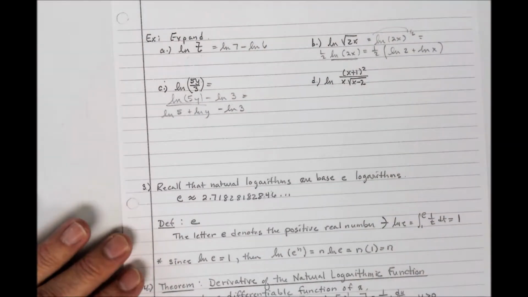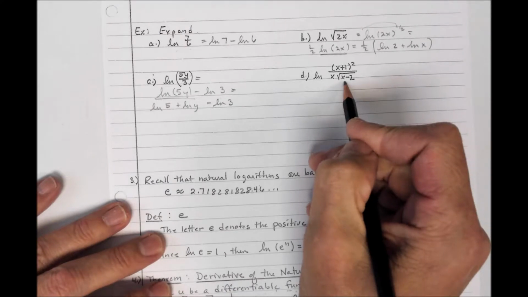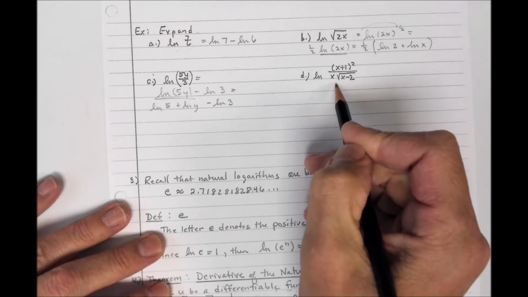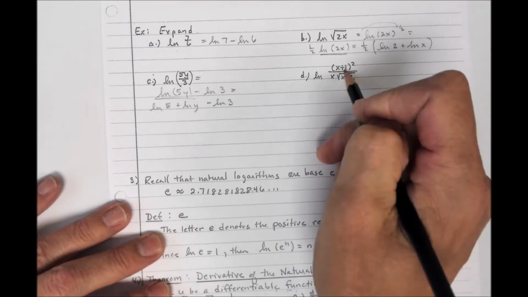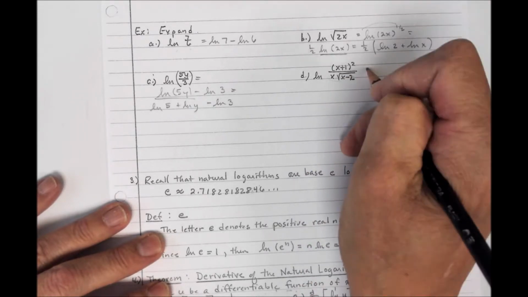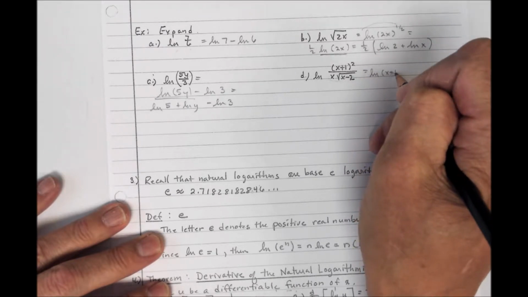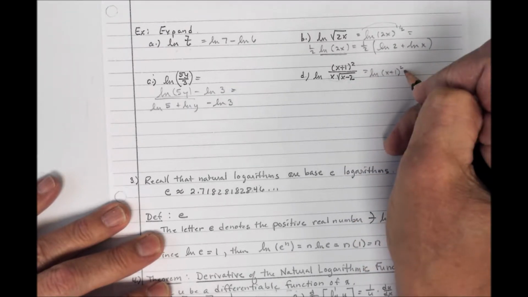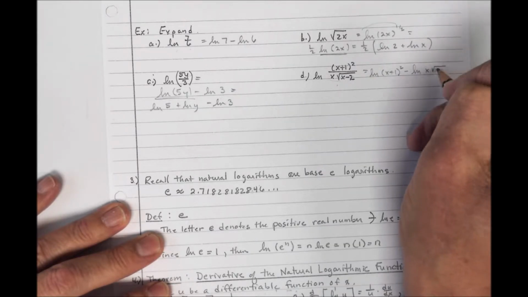Now I saved the best for last, as you can see. I've got a real mess here, but I'm going to start this off using the quotient property, property 3. This is the numerator, this is the denominator. I'm going to write this as the natural log of the numerator, which is x plus 1 quantity squared, minus the natural log of the denominator, which is x times the square root of x minus 2. I'm going to put that in parentheses for right now.